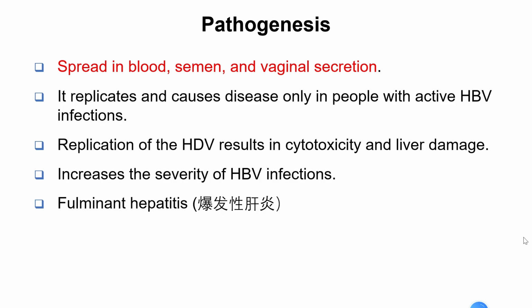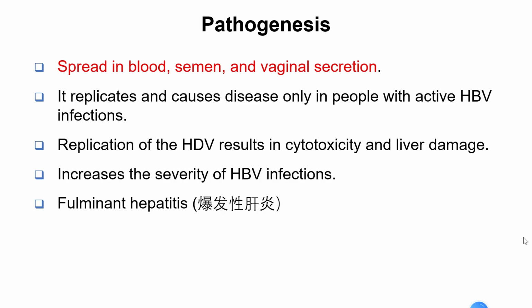And the replication of HDV results in cytotoxicity and liver damage. This is different from HBV, okay? You know, HBV infection usually does not cause direct cytotoxicity and liver damage. And the liver damage is mainly by the immune response. But HDV can cause this problem. It increases the severity of HBV infection, leading to fulminant hepatitis. So that's HDV.